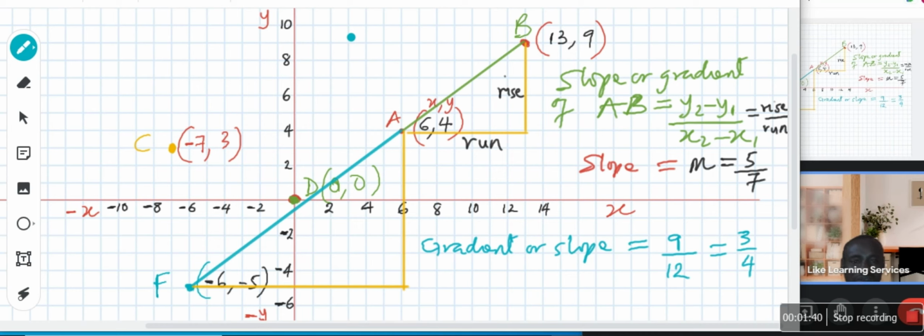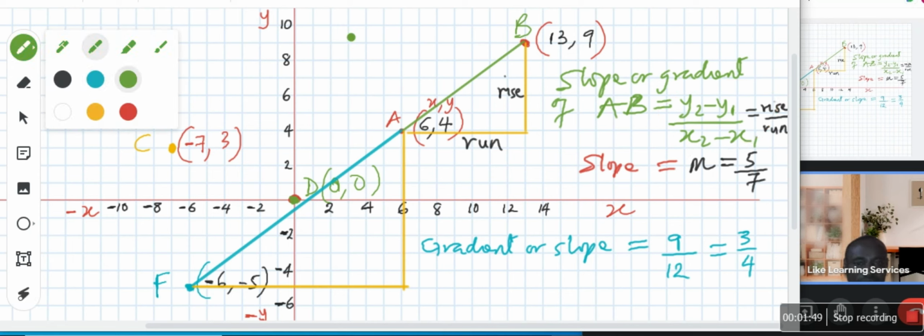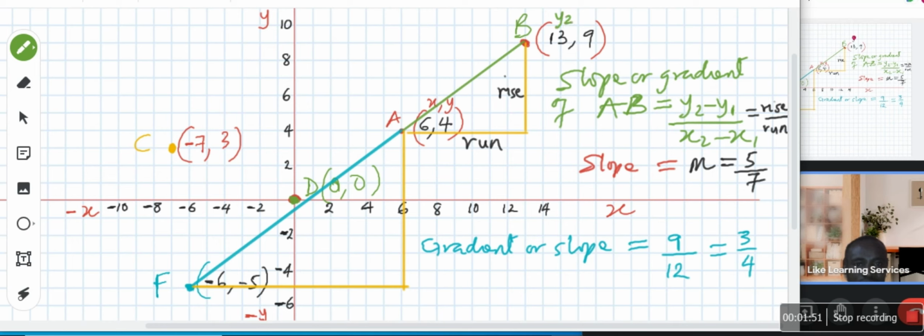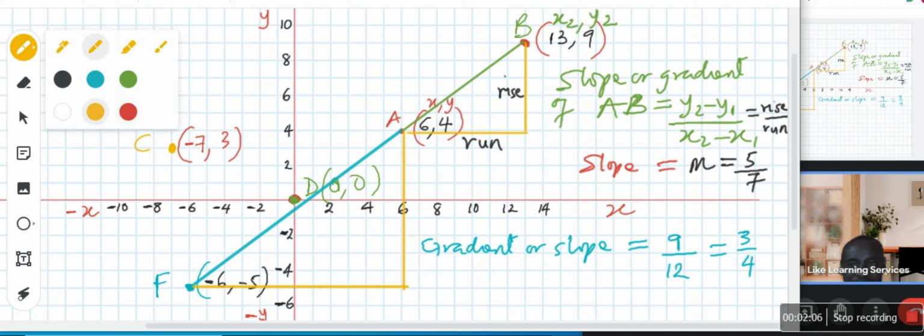It's not difficult, okay? You can even do it by doing y2 minus y1 over x2 minus x1. What I simply mean is, this one becomes y2, and this one becomes x2, and this is x1. So x2, y2, x1, y1. You will get the same answer.